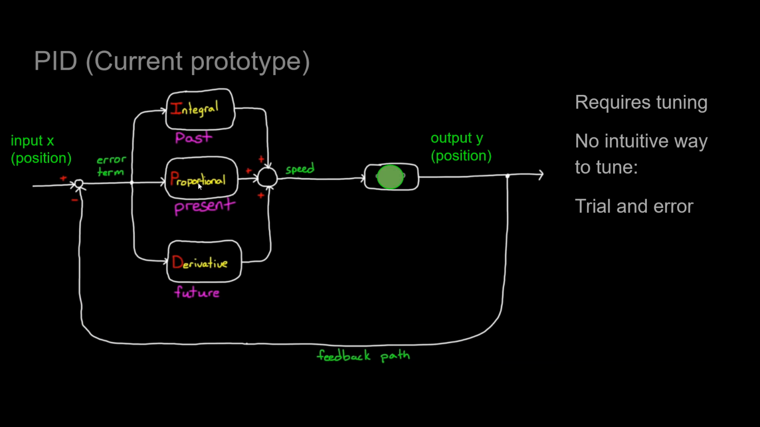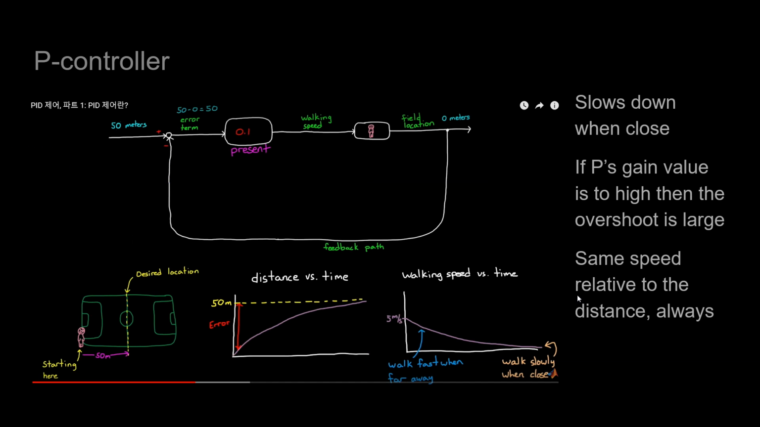So by increasing the values of P, I, and D, we're affecting basically the present, past, and future.